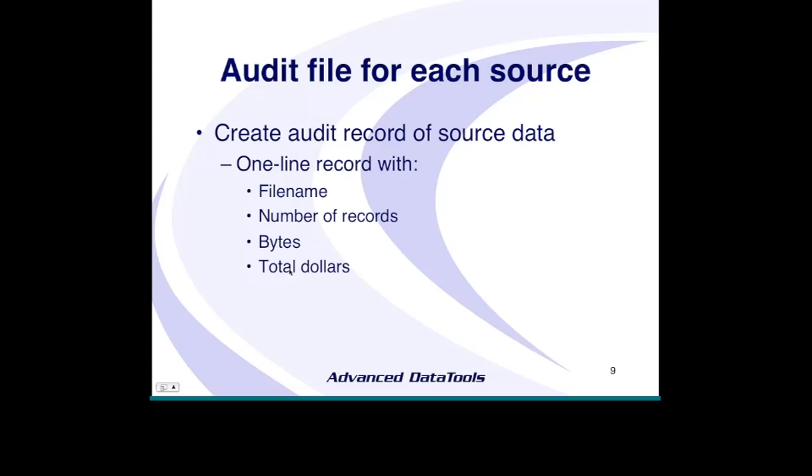One key tip, and this is the first one I want to give, is that for every source system you need an audit file. The audit file needs to basically be a one-line file that gives you the file name, the number of records, the byte size of that file, and some kind of total, whether it's total dollars, total events, or total number of hours, so that you have something to balance to. It's a very simple one-line file that you want to create.